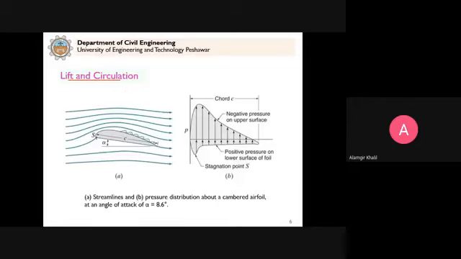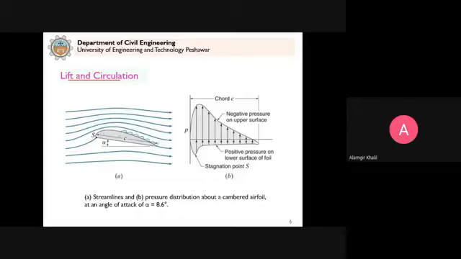Here, this point is known as the stagnation point, which I discussed in the previous lecture when I talked about static, dynamic and stagnation pressure. Stagnation point means the point where velocity is zero. So in that case, pressure will be maximum. Clear? This is what follows from Bernoulli's theorem.